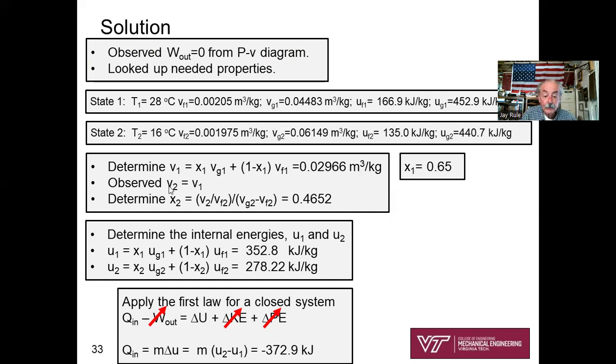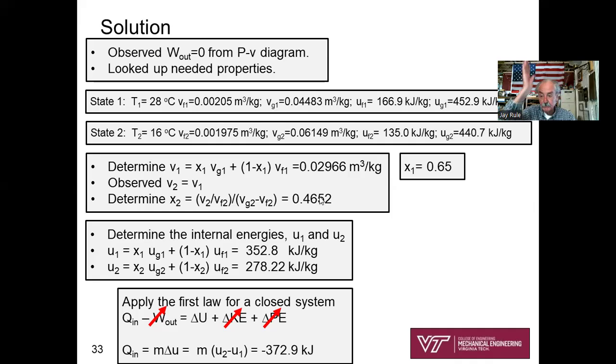Okay. We know that V2 equals V1. There's V2, so there's a number for V2. We remember the definition of quality, X. Well, it's a ratio. And I've got a typo here. This should be V2 minus VF2, divided by the quantity VG2 minus VF2. So sorry about the typo. I think you can figure that out. But we're going to solve for X2, a new number, 0.4652.